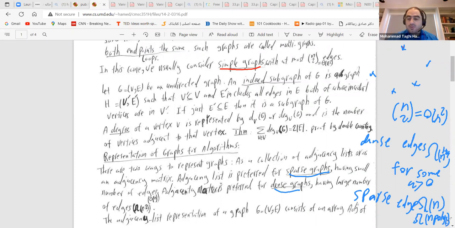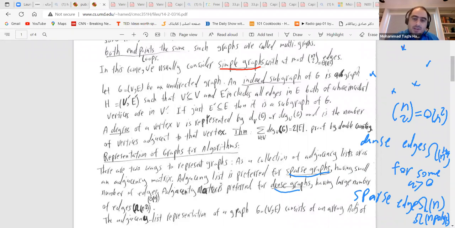Good. So in general, if the number of edges of the graph is order n or n polylog, then it is called a sparse graph. If the number of edges is n to the 1 plus epsilon, note that we discussed before that n to the epsilon is larger than any polylog, or polylog is always little o of n to the epsilon. So if you have a little bit more than n, in particular n to the 1 plus epsilon, then it is called a dense graph. But if it is order n or n log n, then it is a sparse graph.